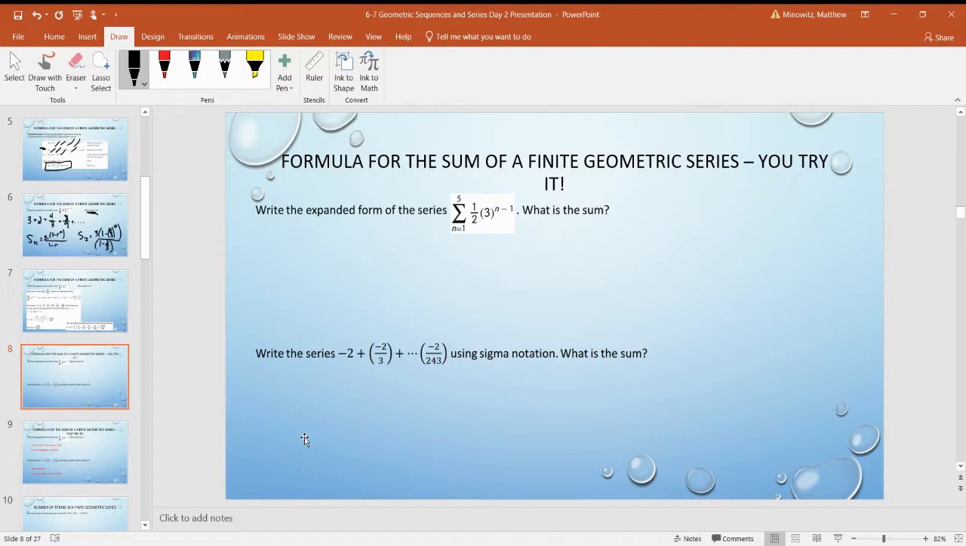I want you to expand it, write the first 5 terms, find the sum. And the second one, I also want you to practice, can you write it in the summation symbol with the letter sigma? So when it says sigma notation, go ahead and find the sum. Pause the video when you're ready. Let's take a look. Okay, let's see how you did.